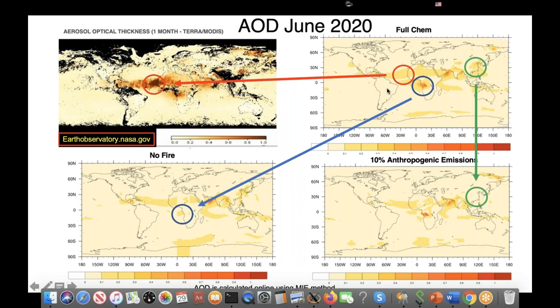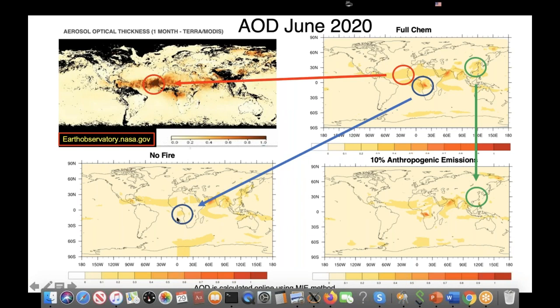However, in our full chemistry experiment, we capture this in the upper right. So we capture this dust storm. However, the AOD is much weaker than the AOD from Terra MODIS observations. And in the observation, the dust is the number one obvious feature, and the second one is the fire over Central Africa. However, in our full CAM case, the AOD from the fire appeared to be bigger than the AOD from dust, which is still under investigation.